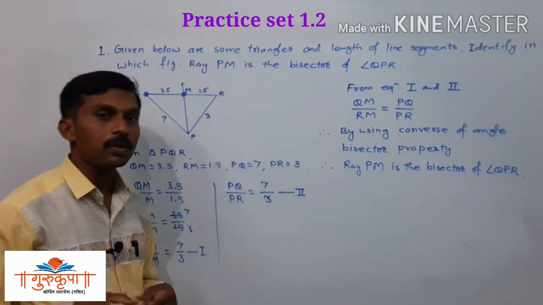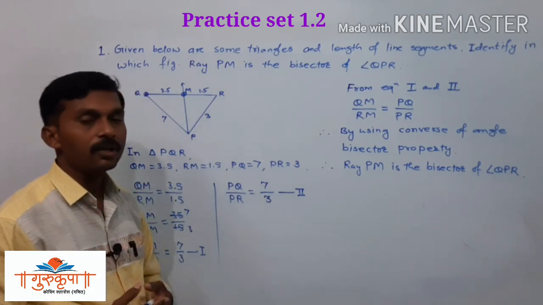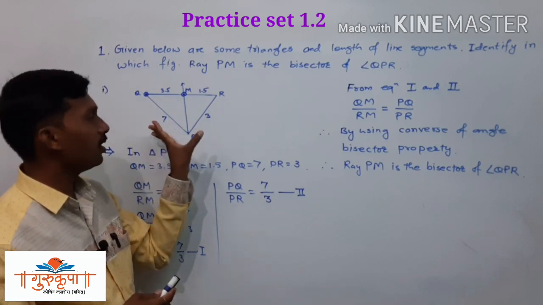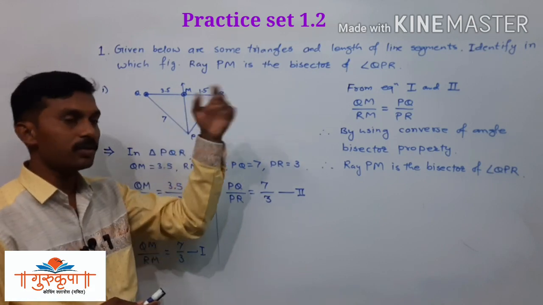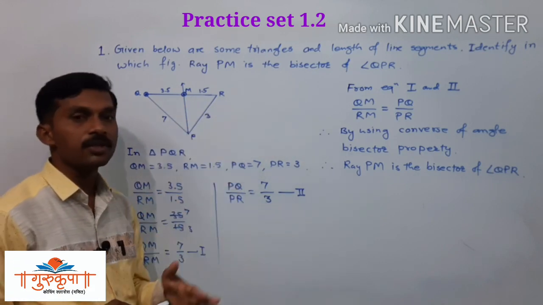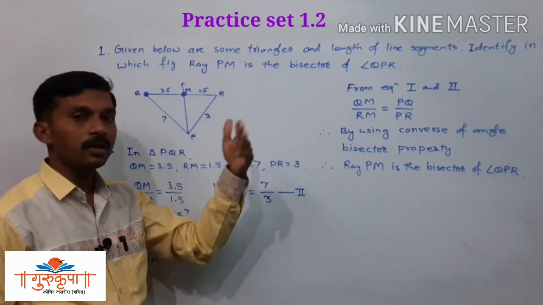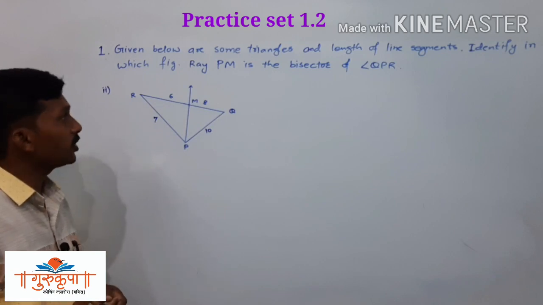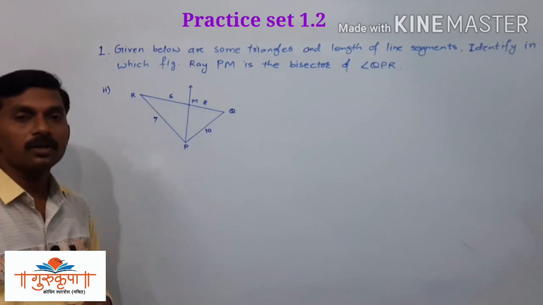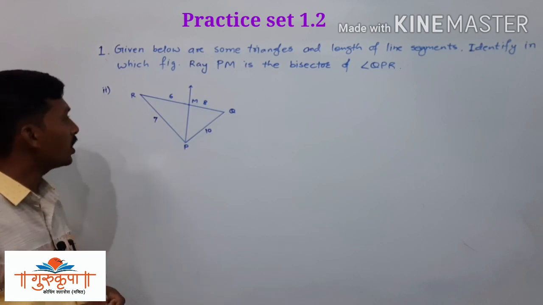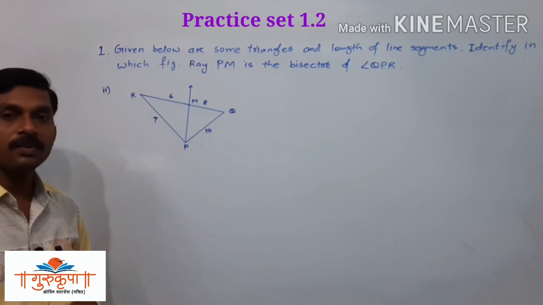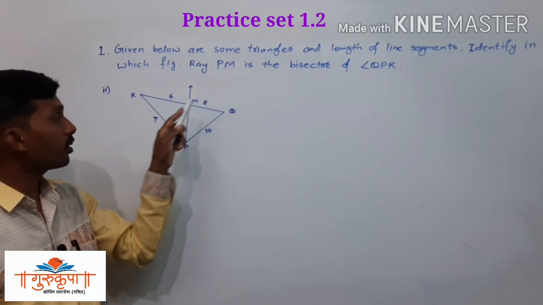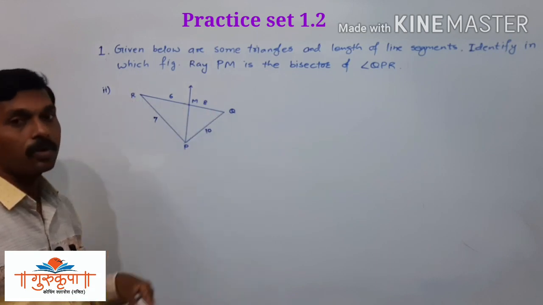Similarly, we have to solve the second and third example. No change we have to make there. We have the same triangle, just the shape of the triangle is going to change and these measurements are also going to change. We will take the second example from the first question. The question is the same. We are given a triangle PQR. We are also given the measurements of some line segments, and we have to determine whether the ray PM is the bisector of angle QPR or not.